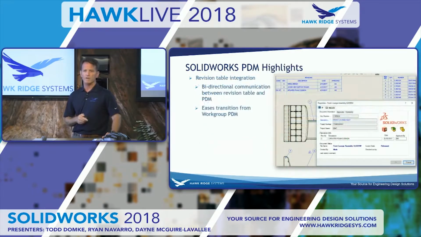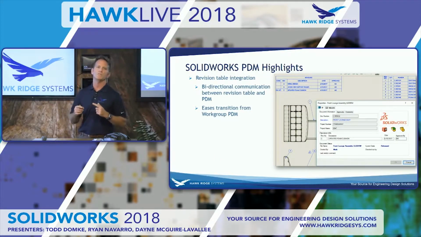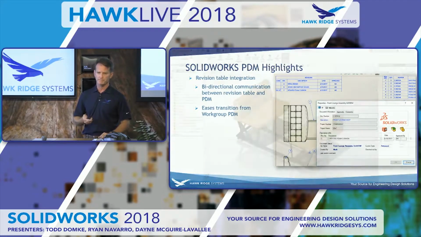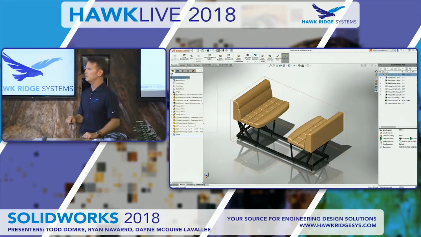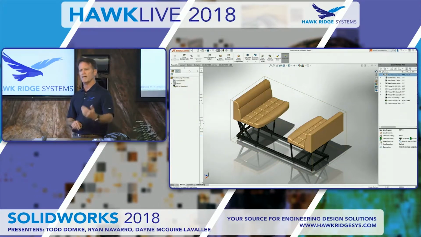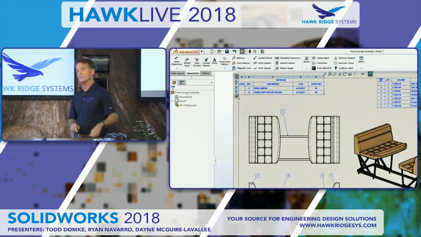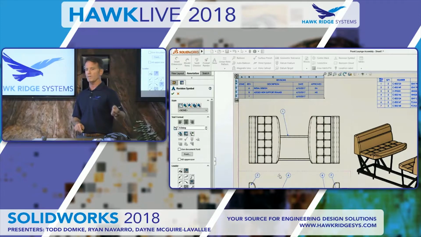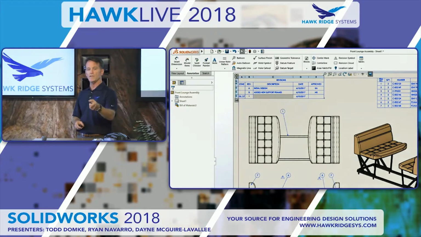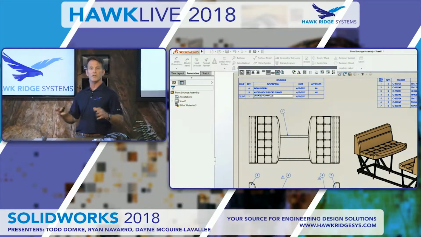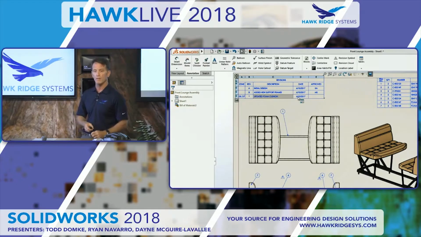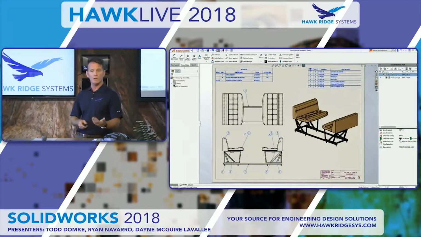All right, and one more here for PDM is that we now have really good bi-directional communication between the revision table in our drawings and PDM. Let's take a look at how that works. So we've decided we want to make a change now that we've chosen this new cushion. We're going to go right to our Rev Table and insert a new row. You'll notice the revision is an asterisk because it's not approved yet. That's controlled by our workflow in the vault. But we can put in our comments of what the change was about.